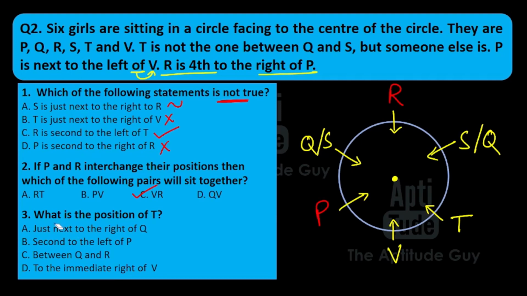Question number 3. What is the position of T? Just next to right of Q? No. Second to the left of P? No. Second to the right of P, in fact. Between Q and R? No. To the immediate right of V? Yes. So the answer is option D. So the answers are C, C, and D. Done.